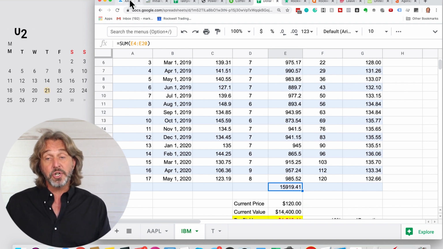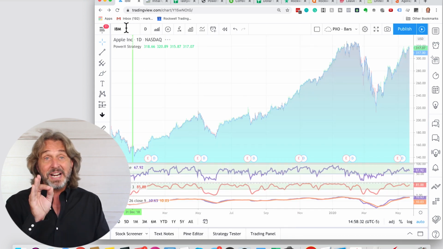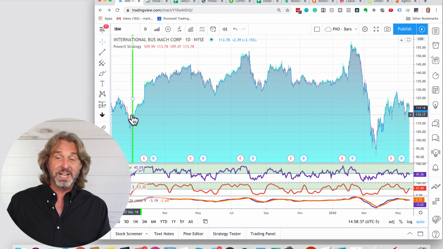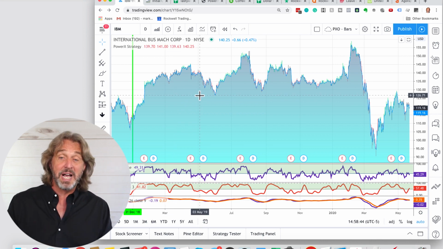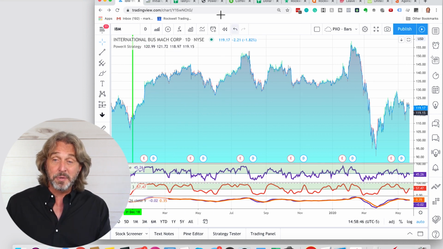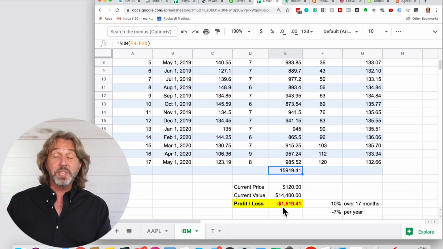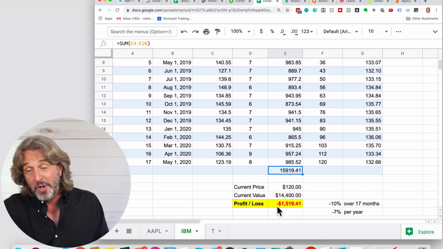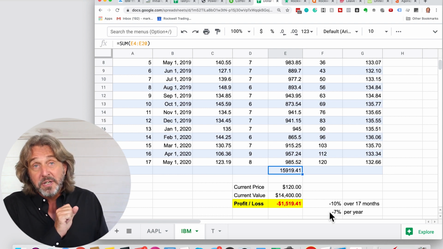So let's take a look at the charts before we come back to the results. So we're looking at IBM and we are doing the exact same strategy that we did with Apple. We start on January 1st, 2019, and every month we're investing a fixed amount. Now, as you can see, IBM has not been going up as nicely as Apple. And that is exactly the problem. Because if you look now at the dollar cost averaging, we see that over these past 17 months, we would have actually lost $1,500. That's a loss of 10% over 17 months or 7% a year.